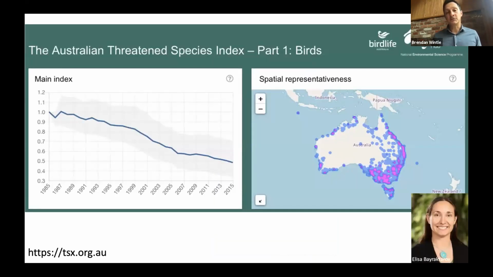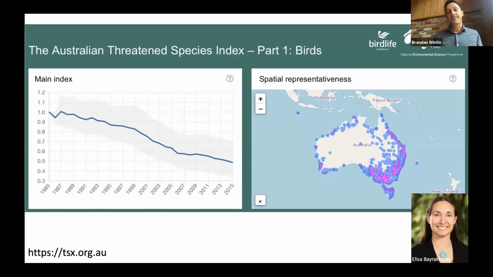But it's not just mammals, of course. And the other thing is, it's not just the species we've lost. Obviously, one of the key precursors to extinction is population size decline. And so this Australian Threatened Species Index has been developed by our Threatened Species Hub in partnership with lots of partners, 70 odd, but particularly driven by BirdLife Australia, and compiled by Eliza Bayraktarov down here in the bottom right corner.